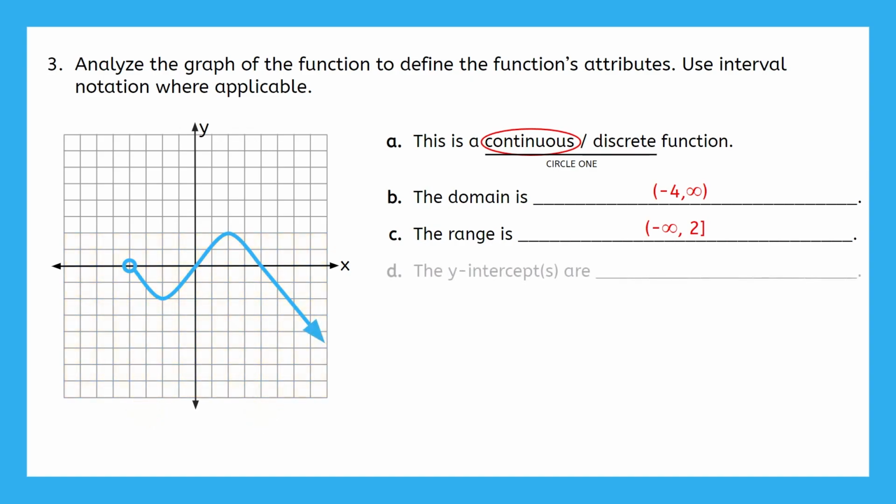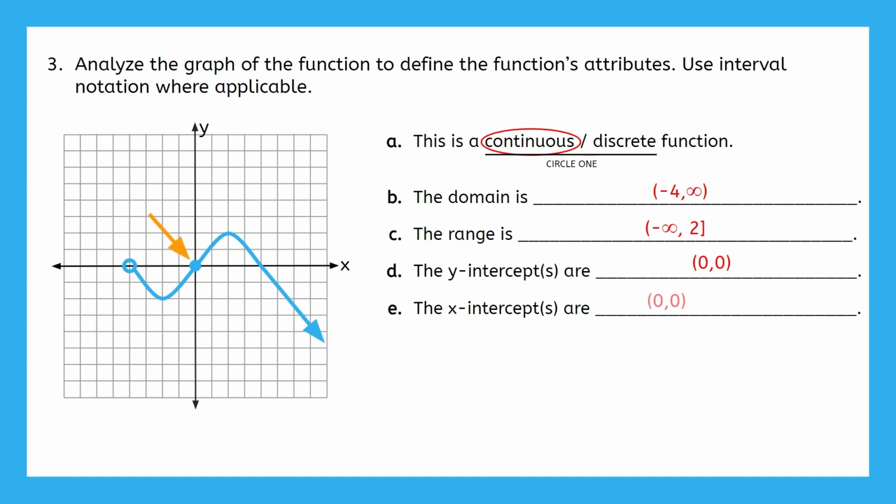The y-intercept for this function can be found here at 0, 0, where the function crosses the vertical y-axis. And as for the x-intercepts, they are found where the function crosses the horizontal x-axis, which happens to be in 2 places. Here at 0, 0, and here at 4, 0. Notice that the point 0, 0 is both a y and x-intercept. And that's because 0, 0 is a shared point where the x and y axis meet.